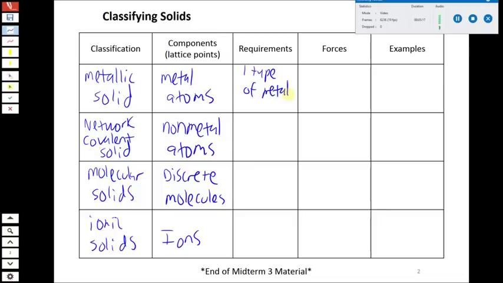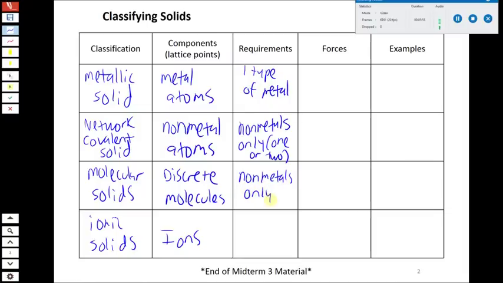Network covalent solids are only going to have nonmetals in the formula. Because these are covalent compounds, they're of course only made up of nonmetals. There can be either one or two different nonmetals in the formula. They can be atomic network solids, which just have one element, like carbon and silicon, or there is the one example that we learned about of a network covalent compound. Molecular solids also consist of nonmetals, but these exist as molecules, like water or all the polyatomic elements.